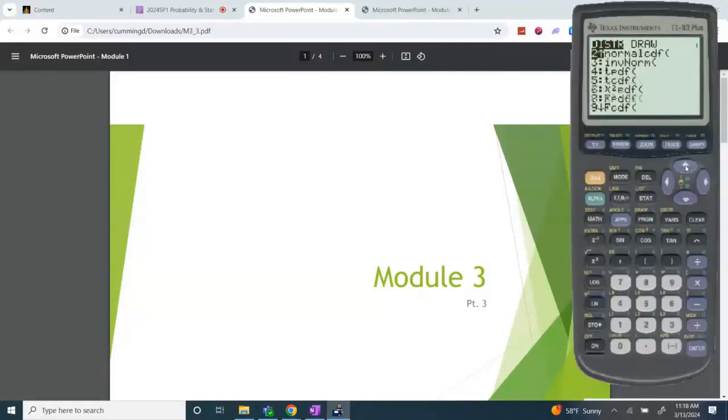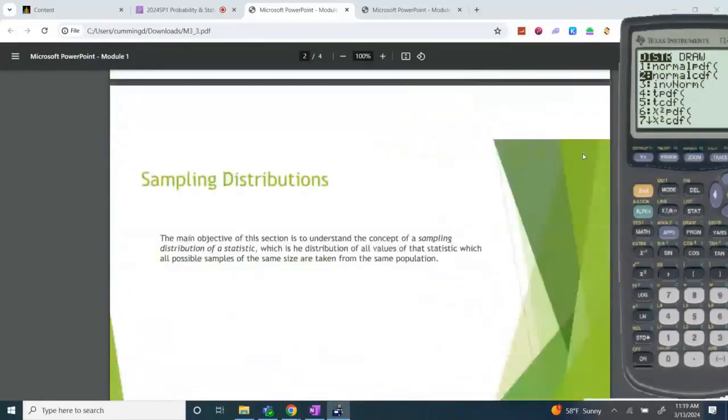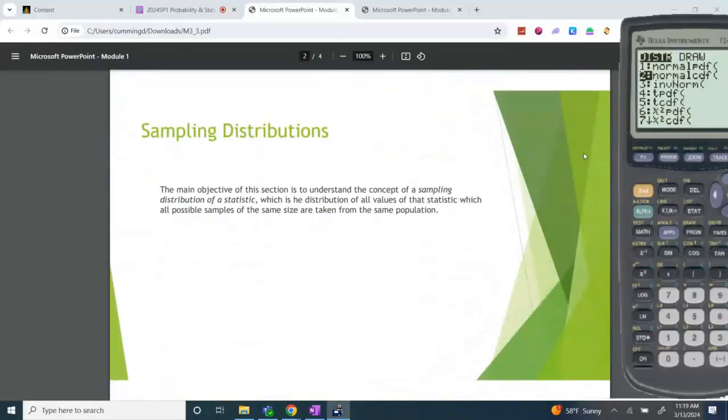We also had taken a look at the normal CDF. With the normal CDF, we can actually specify a range, and it works differently than the binomial CDF. So today we're going to continue on with the normal CDF. Just remember there are 4 requirements for the normal CDF: a lower limit, an upper limit, a mean, and the standard deviation. And we're going to evolve from a sample distribution to a sampling distribution.